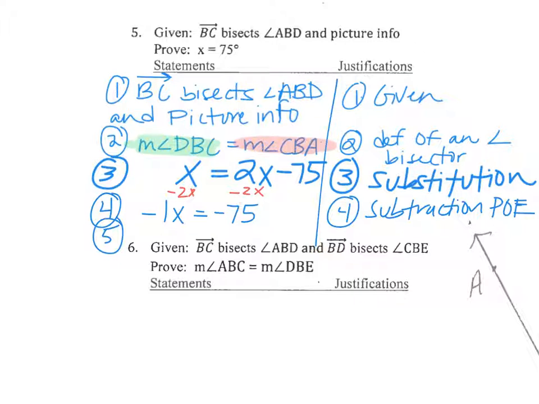Okay, so last part. This is not subtraction, it's multiplication, so how do we get rid of multiplication? Division. X equals positive 75 because of the division property of equality.